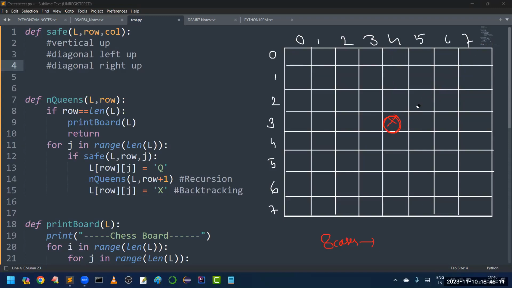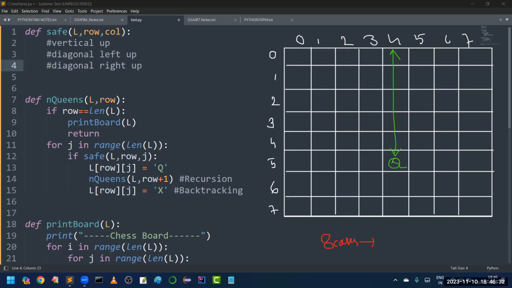To get more clarity, I'm going to take the queen here. So see what are the possible ways. Consider I am taking a queen here. Now we have to verify, is there any queen in this direction? That means whether a collision is going to happen or not. We have to check, right?